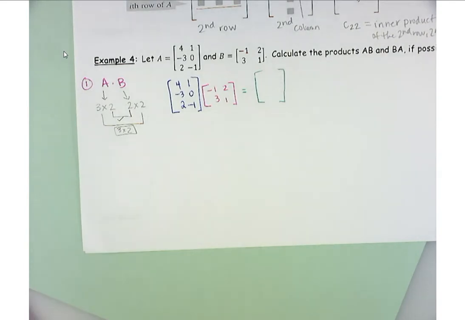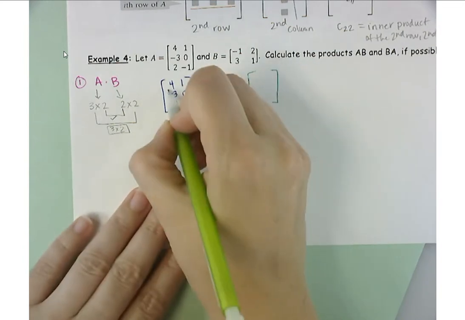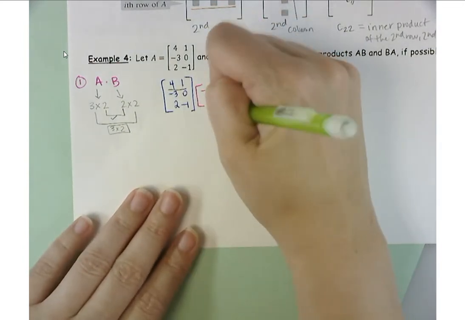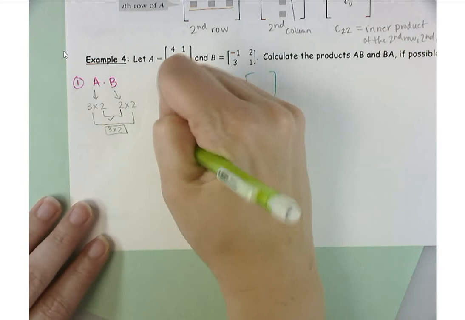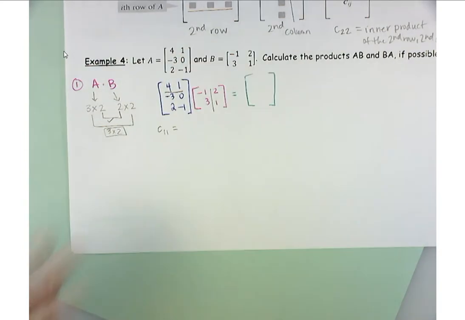Okay, you guys with me? So I'm going to have you just watch the first couple, and then I'll give you time to write it down. Okay? So if you're multiplying the first row by the first column, this is going to be C11. So if you want to write down the C11, you can. So the first row, first column.